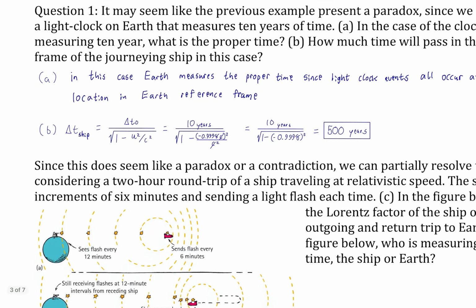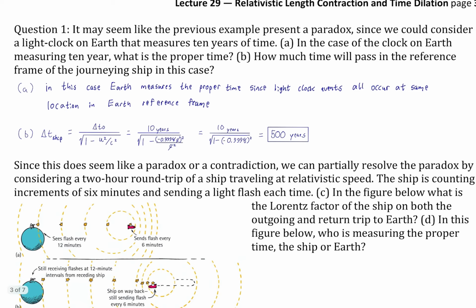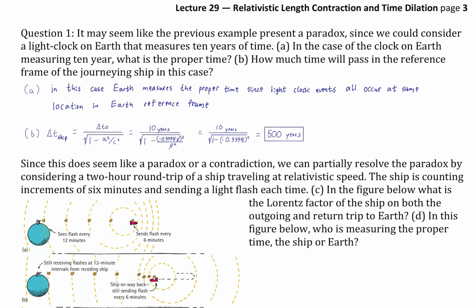So wait, who has extra time pass? Is it the person moving in the starship at high speed, or is it the person at rest that never picked up any high speed? Because it seems like we're getting a contradiction, because we can't have 500 years pass for one reference frame and only 10 for the other, and then also have the reverse happen simultaneously. That would be a contradiction.